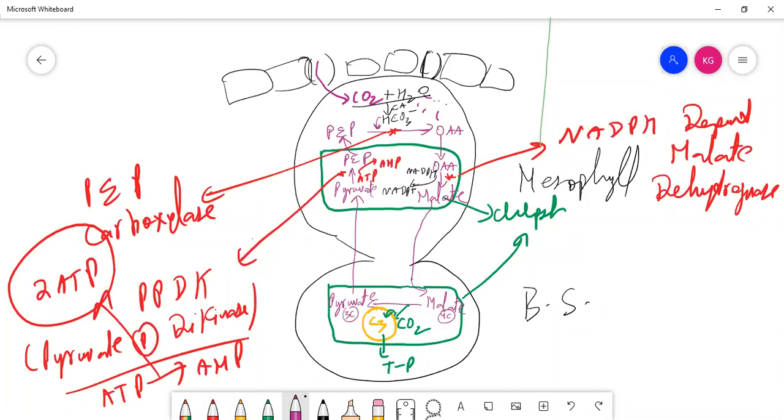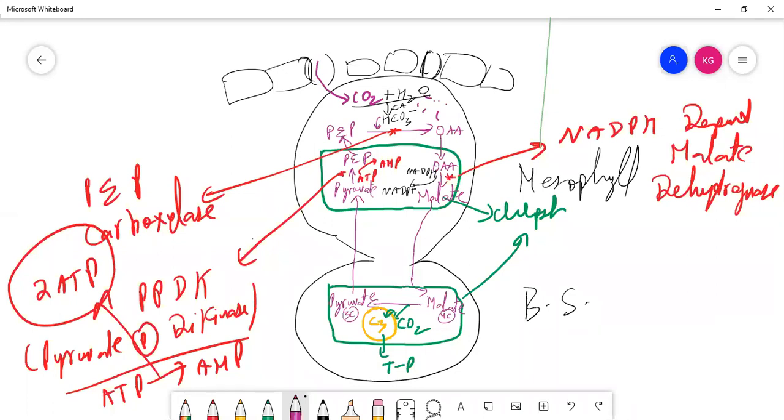Did you get this reaction or not? So what is the C4 pathway? It is nothing else, it is a set of carboxylation and decarboxylation reactions whose sole purpose is what? The sole purpose is to concentrate CO2 in the bundle sheath cells, nothing else.